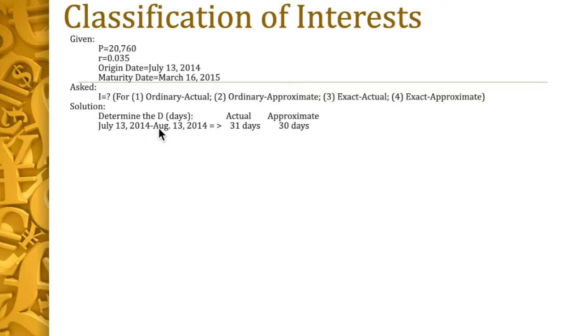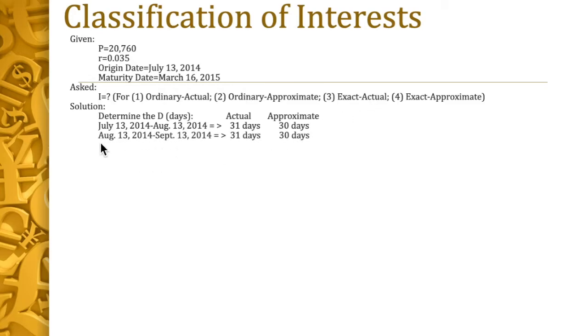If we're going to count this time period, we will pass through July 31st. That's why it's 31 in the actual time and 30 for the approximate. Again, for the approximate, it's always going to be 30 no matter what. For the actual, whatever is shown on your calendars, that's the actual time.